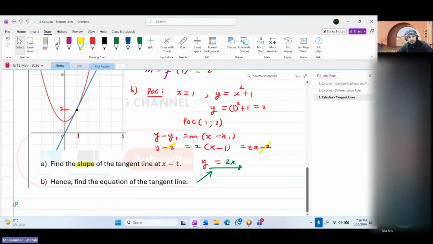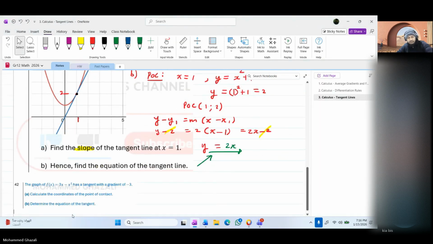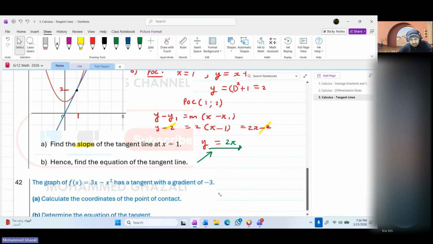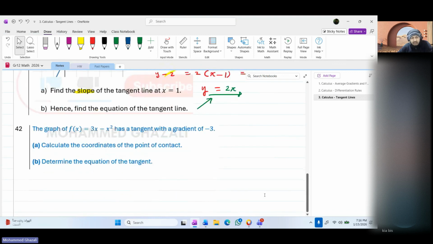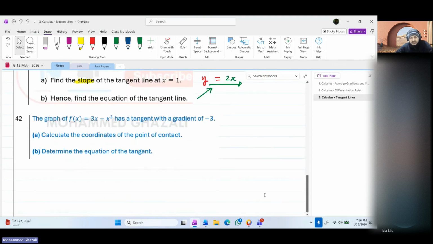Right, so question number 42. See what it says. All these questions are on tangent lines. The graph of f of x, which is 3x minus x squared, has a tangent with a gradient of -3. So what are we dealing with here? We are dealing with two separate equations. So obviously we have a graph f of x, right? And we have something called g of x.